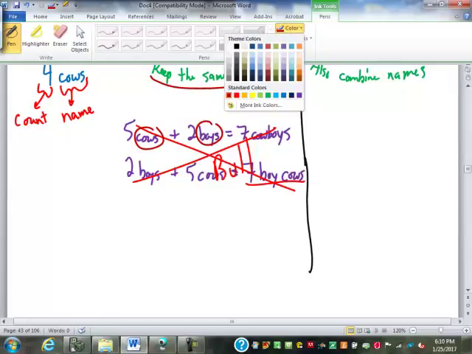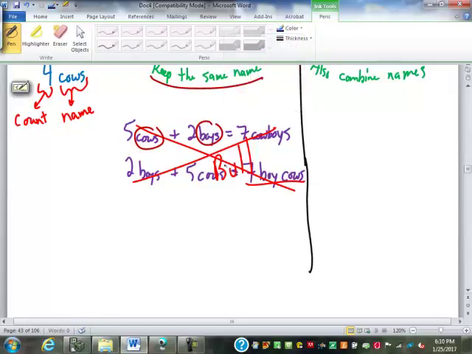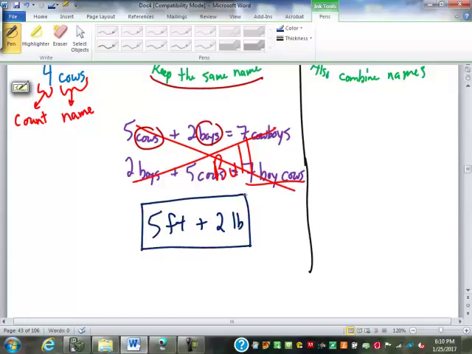A little bit more practical side of that is, let's say we have 5 feet plus 2 pounds instead of 5 cows and 2 boys. What do we get when we add those? 5 feet and 2 pounds, exactly. They have different names. We cannot combine those with addition or subtraction.